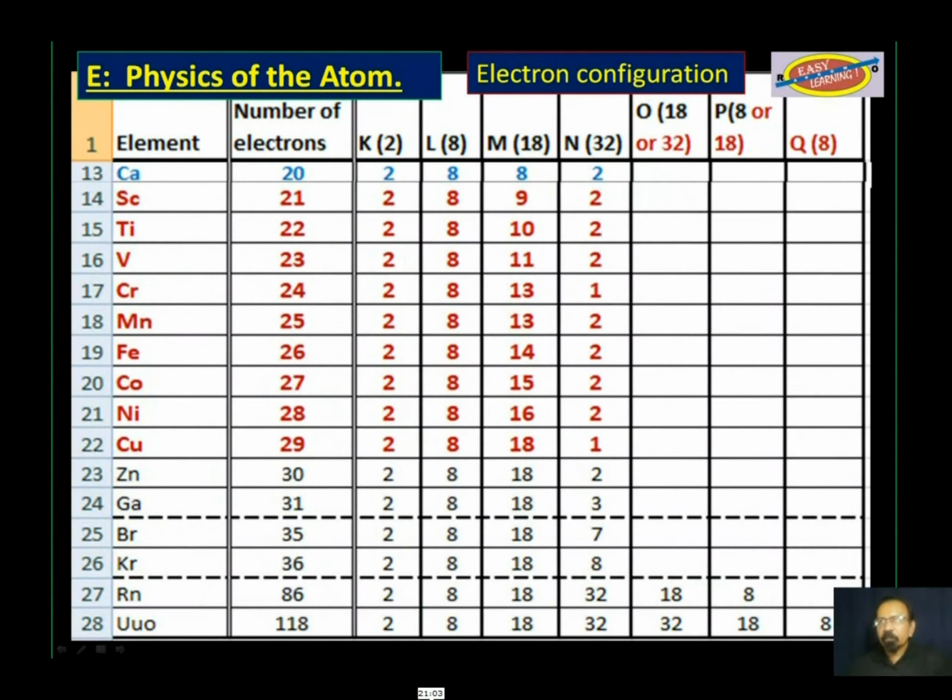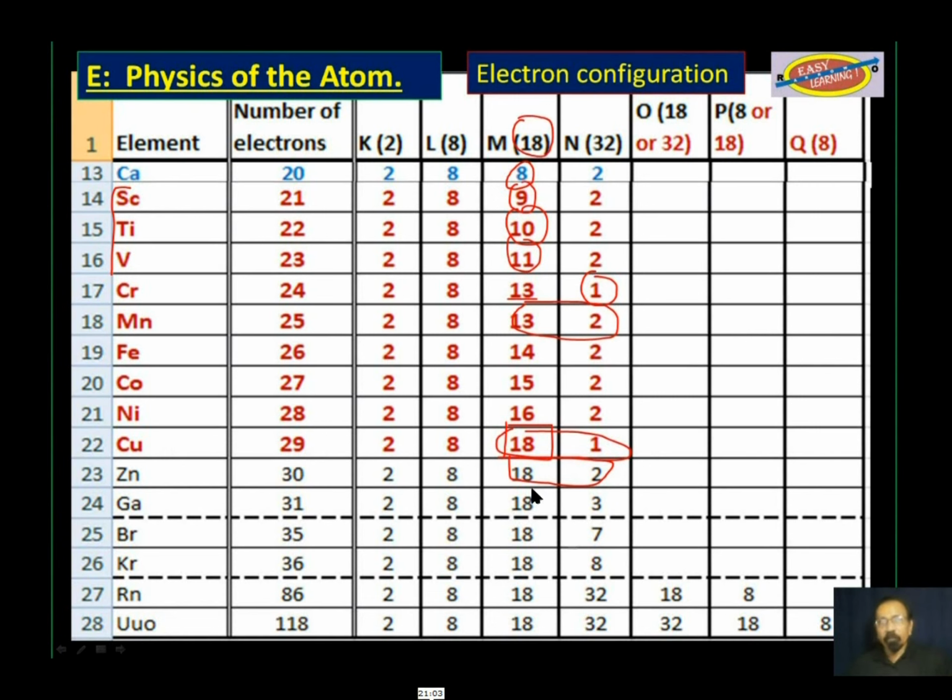As you can see, when we come to these transition elements here in red, you can see now the 8 becomes 9 and 10 and 11 and 13 and 13. But that's a 13 1 and a 13 2, a 14, a 15, a 16, an 18 1, and an 18 2. But the thing about it, once you reach here, you have reached 18. Remember this 18 here.